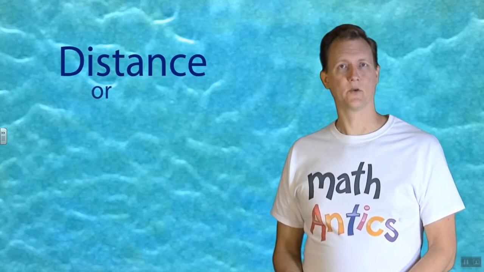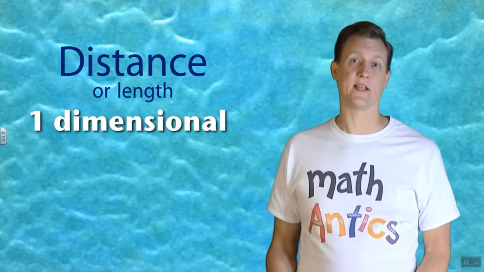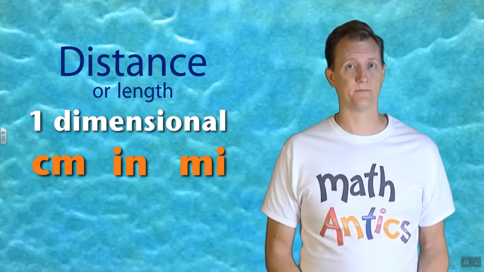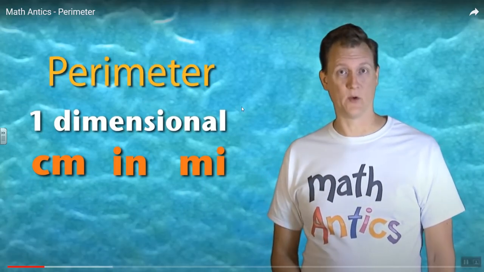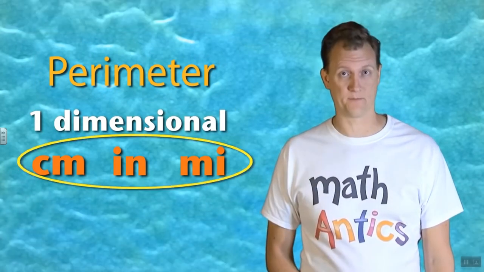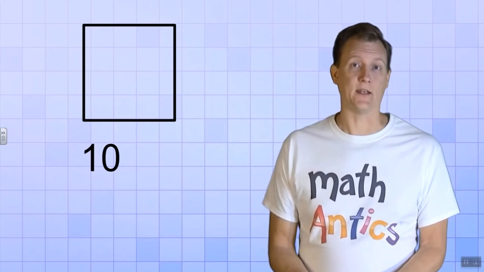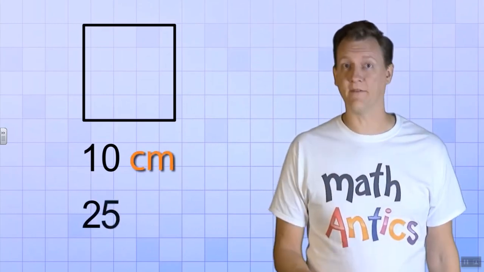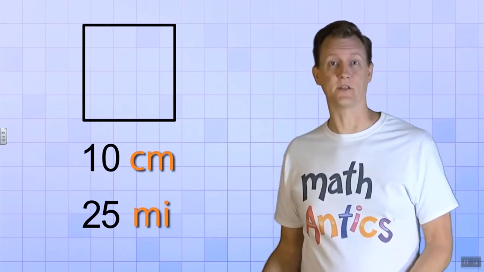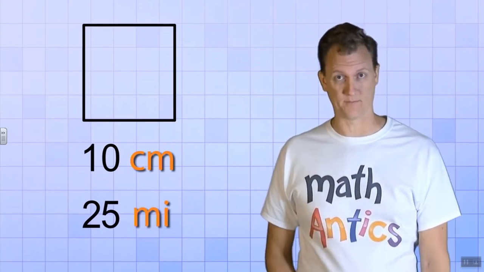Well, distance, or length, is a one-dimensional quantity that we can measure with units like centimeters, inches, or miles. That means that perimeter is also a one-dimensional quantity that we can measure with units of length. For example, the perimeter of a shape wouldn't be just 10, but it could be 10 centimeters. Or instead of being just 25, it could be 25 miles. The units are really important when you're talking about perimeter.